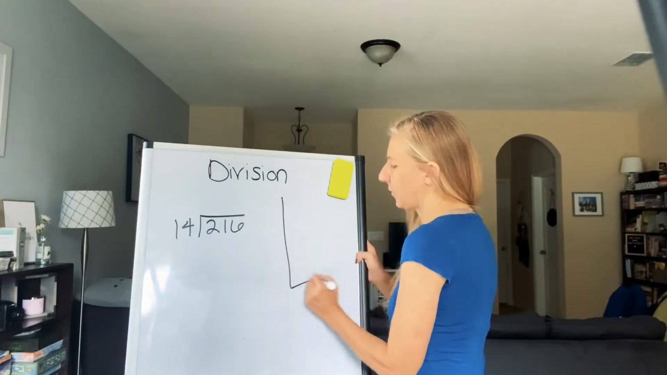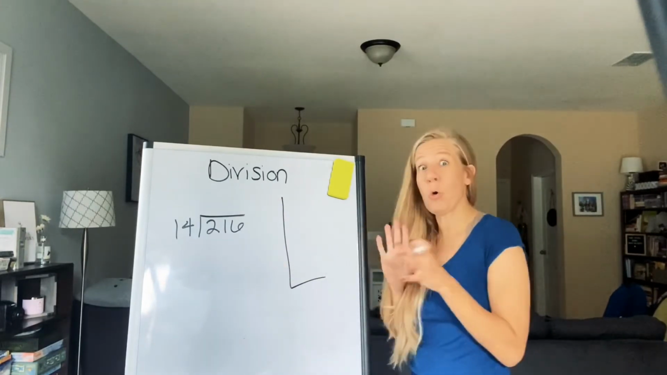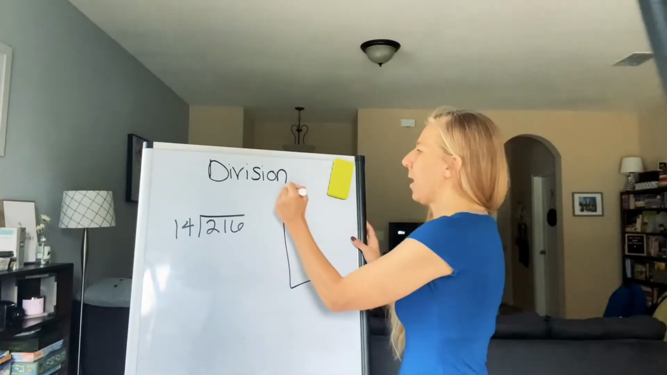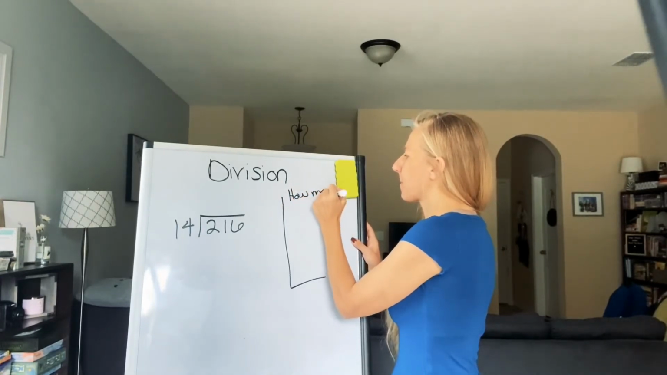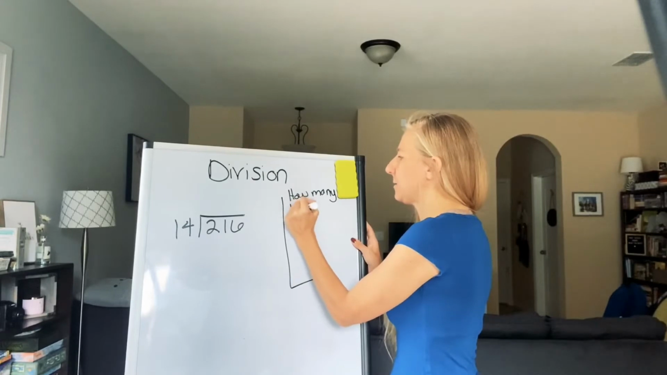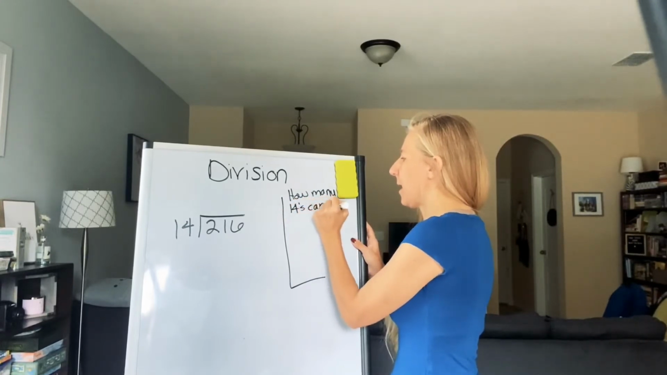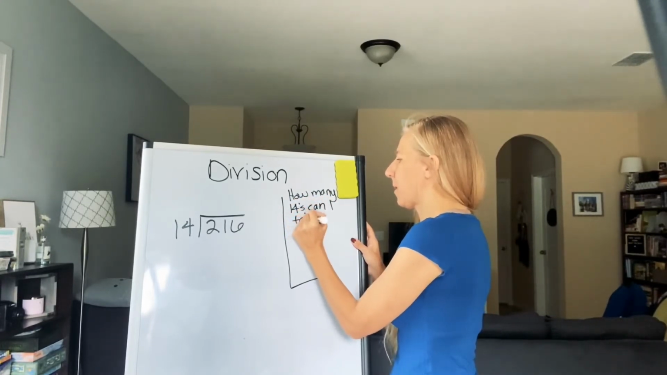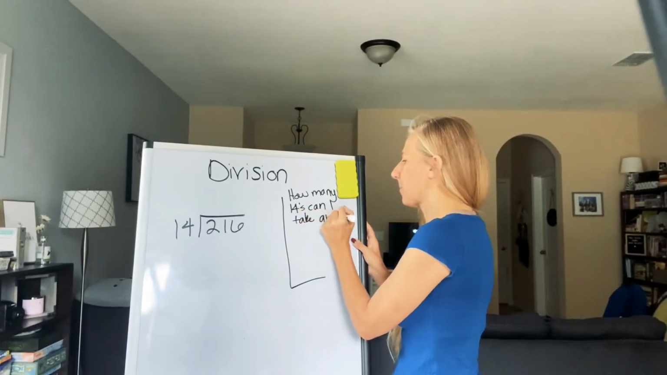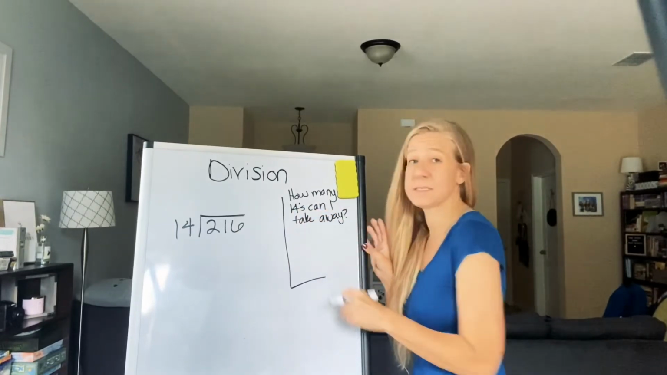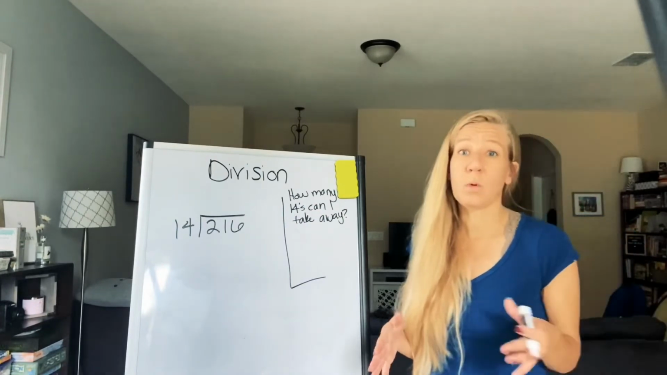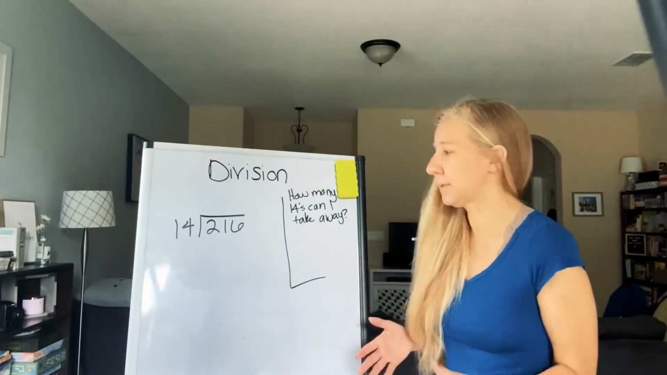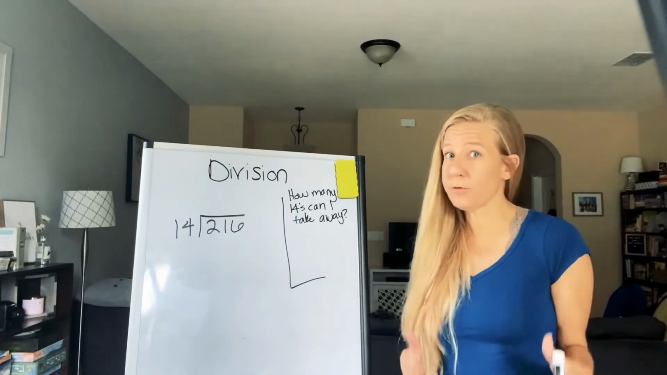So I'm going to draw myself a little L off to the side. This is my holding box, where I'm going to say, okay, well, how many 14s can I take away? And I'm going to collect them here and then add them up to see how many. So I'm going to start with, well, can I take away 10 14s? 10 14s would be 140.